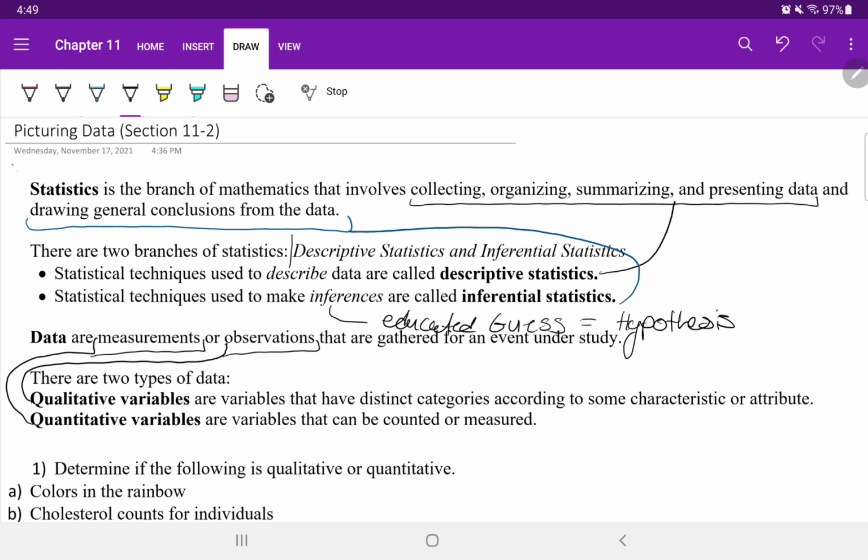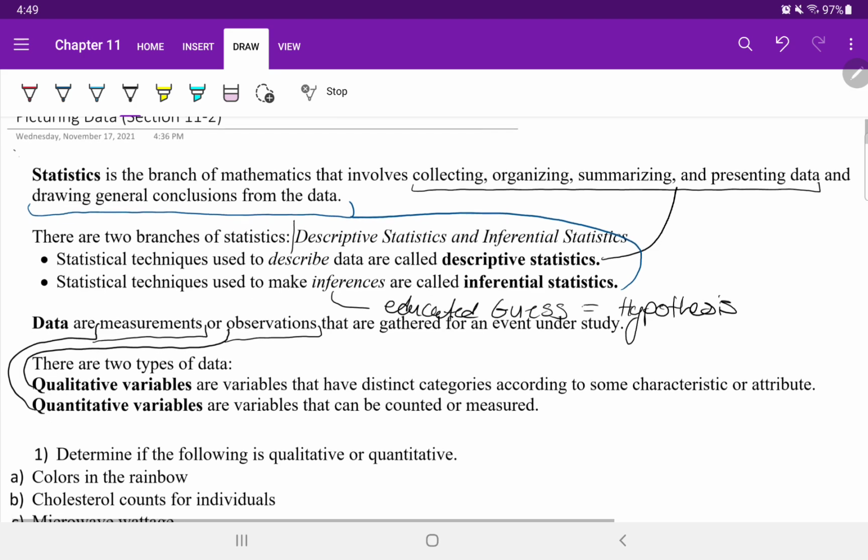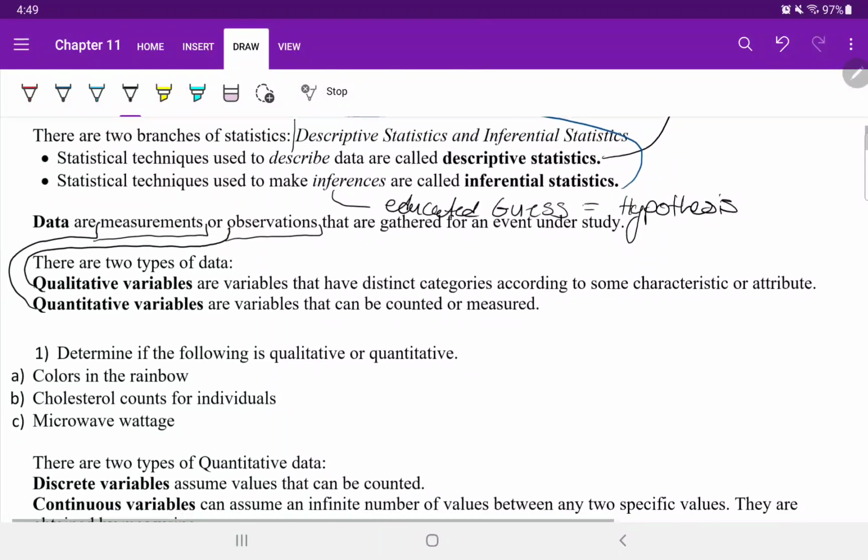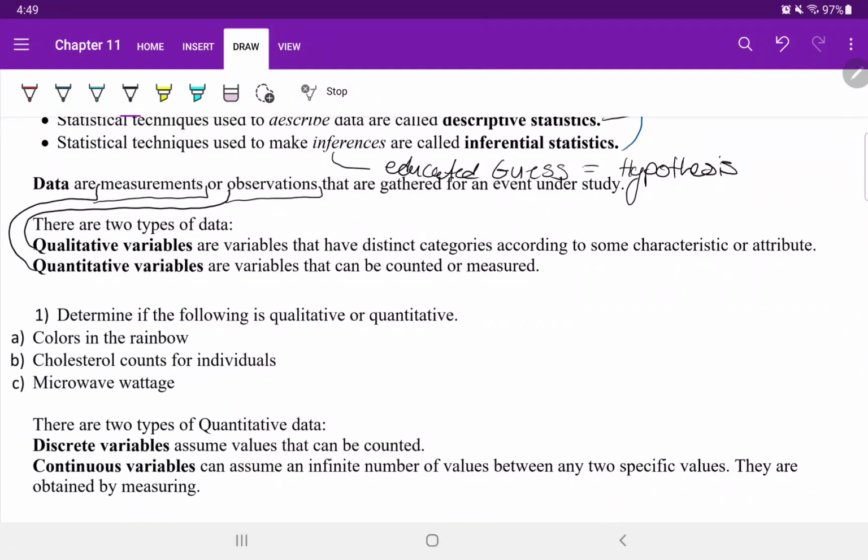So what we're going to do is answer question 1 right here, and then I'm going to move on to question 2. Number 1 says, determine if the following is qualitative or quantitative. I want you guys to take a minute to try to answer those on your own using some of the examples that I gave, as well as the definition, and determine if the colors in the rainbow, cholesterol count, microwave wattage is either qualitative or quantitative.